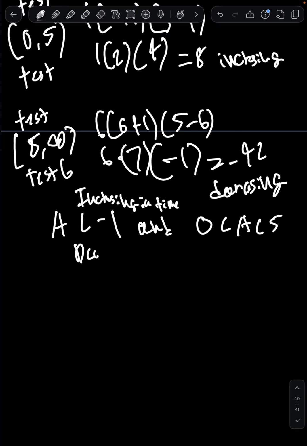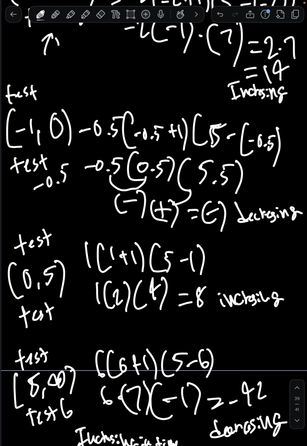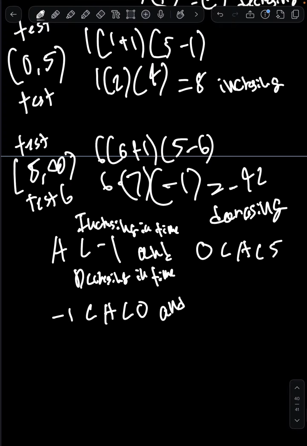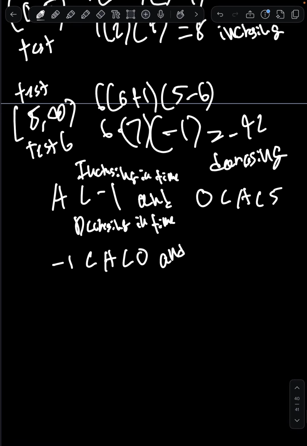Now we want to find what's decreasing in time. Okay, so we know there's two intervals where it's decreasing. The first one we tested was from negative 1 to 0. So that means that anything with negative 1 less than a less than 0 is decreasing. And our final interval, which was from 5 to infinity, is also decreasing. So we can rewrite that as a greater than 5. This is the answer for part B.